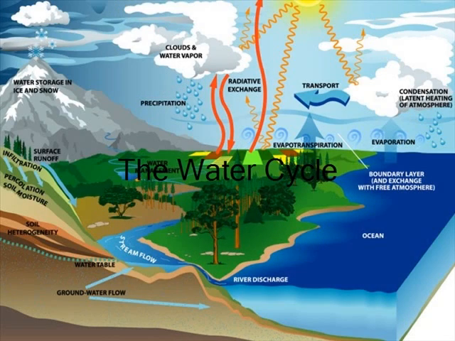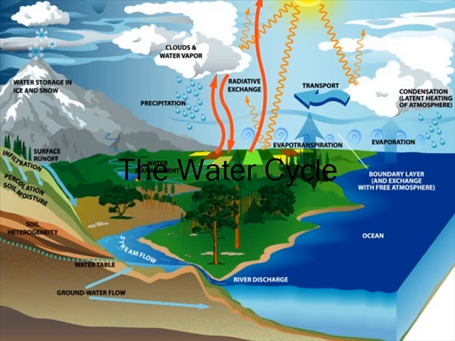The water cycle. Evaporation and transpiration happen first. Evaporation is when water vapors from everywhere into the air. Transpiration is when water vapors from plants into the air. Then condensation happens. That's when clouds form.